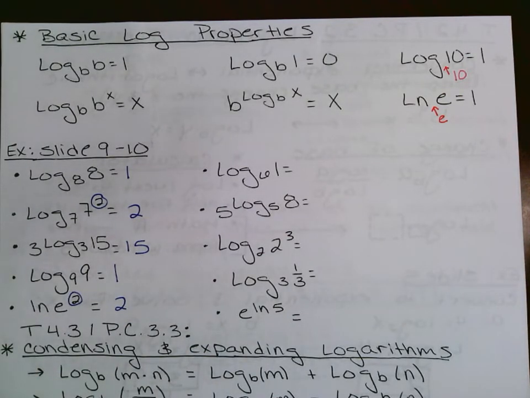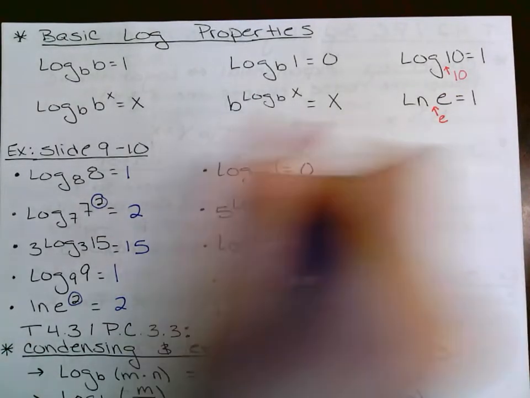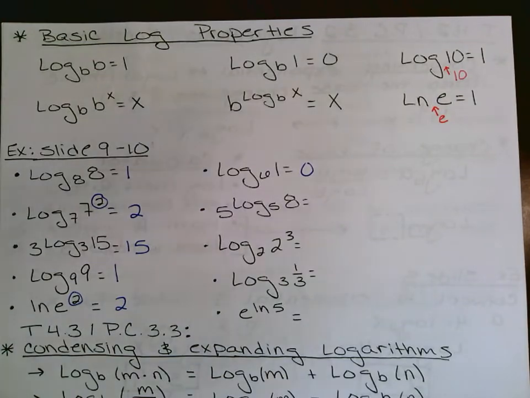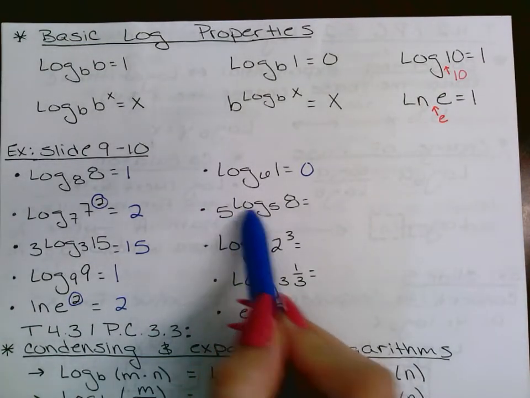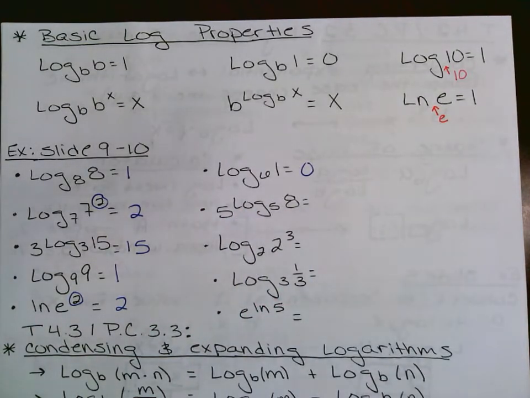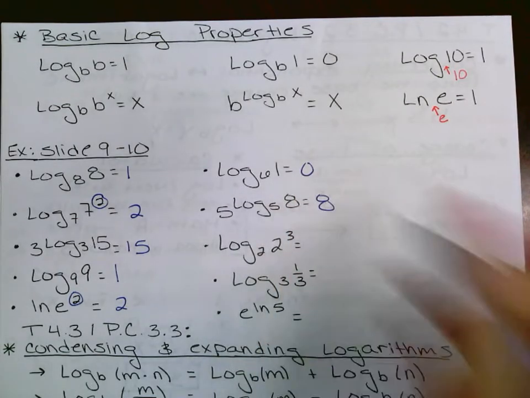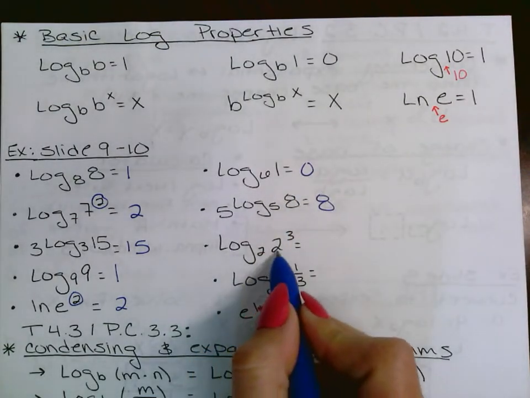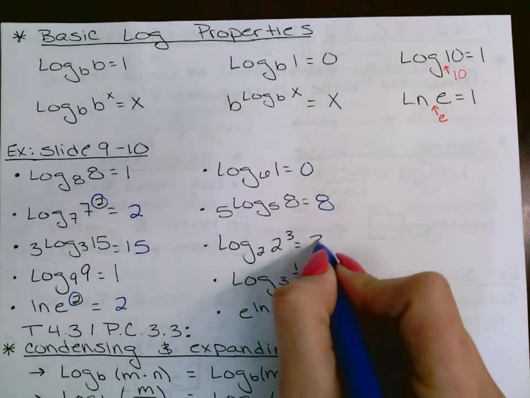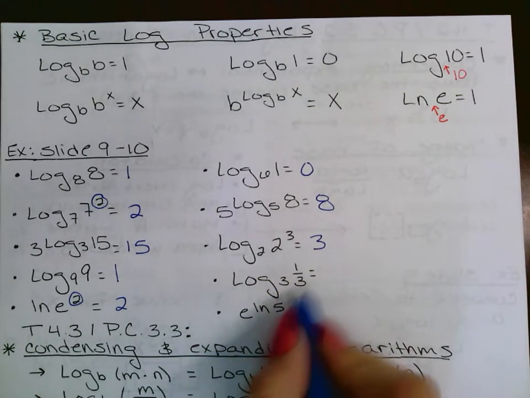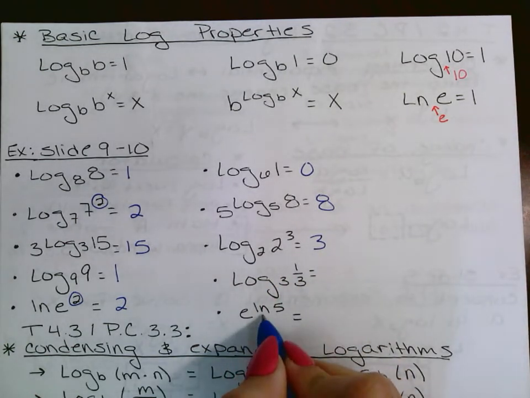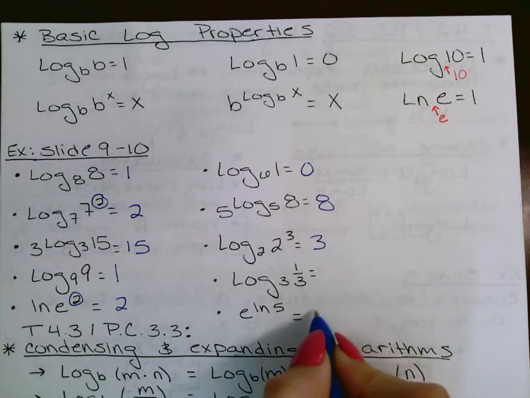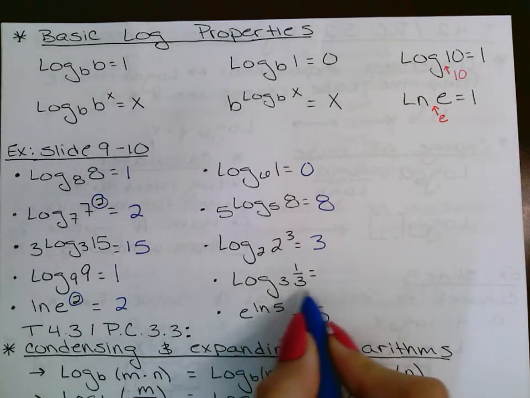Next, log base 6 of 1, 0. All right, so the next one, 5 raised to log base 5 of 8. My answer is 8. Log base 2 of 2 cubed. I'm going to skip this one for a moment. e raised to ln of 5. 5. Nice.